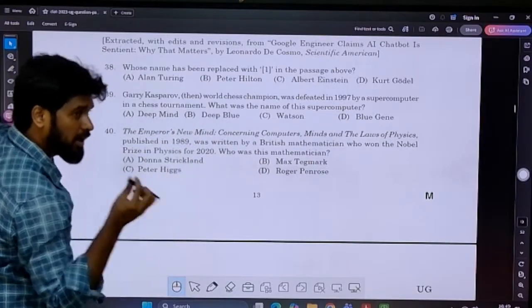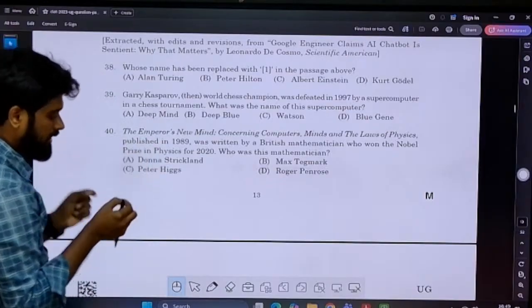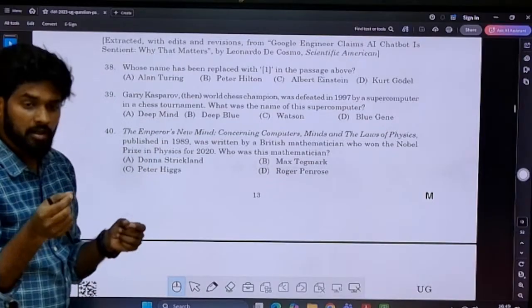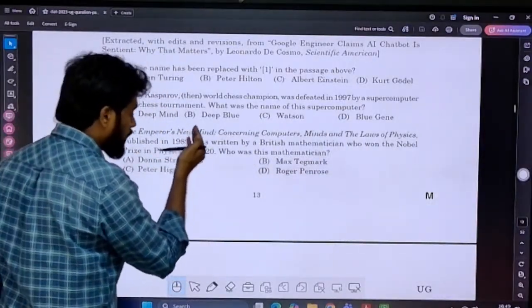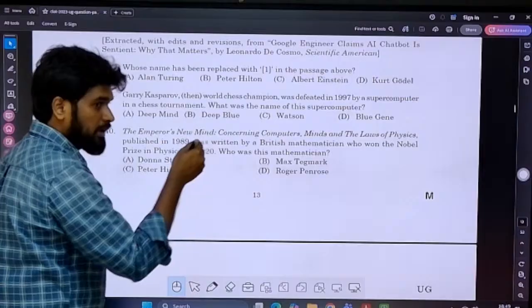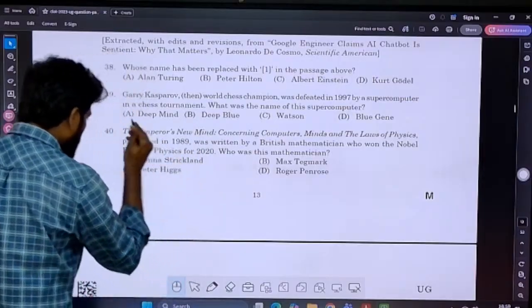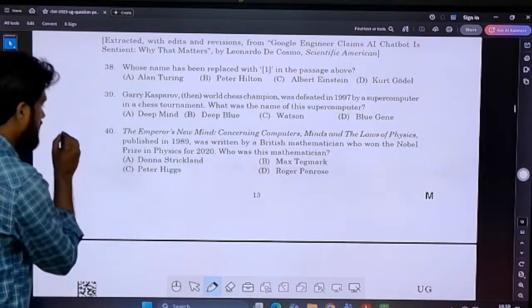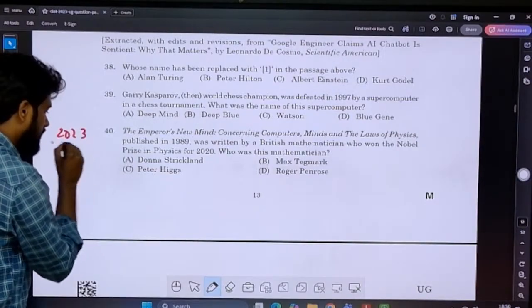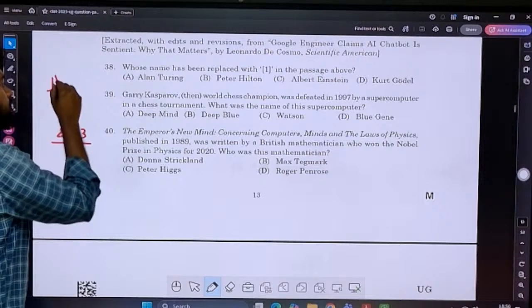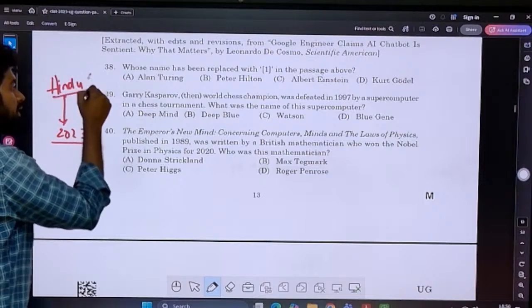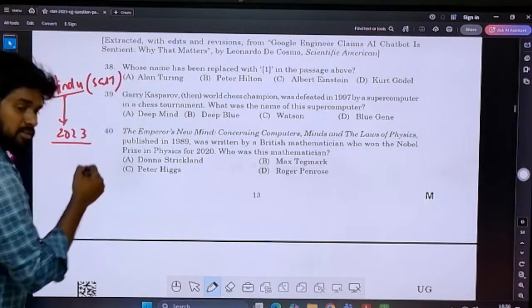I think he gave what here? He gave one hint. What is the hint? He won what? Nobel Prize in Physics for 2020. That is the hint here. So even though this question paper is of 2023, the current affair in The Hindu has been published in the column called Science and Technology.